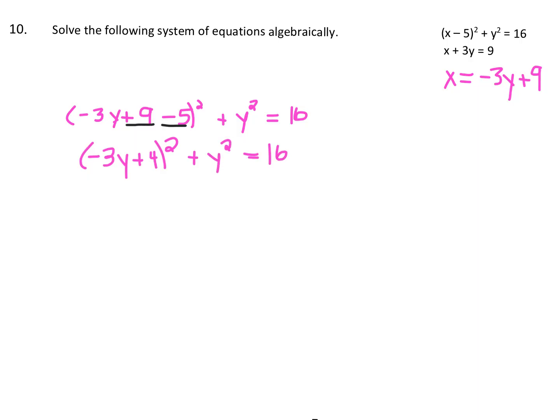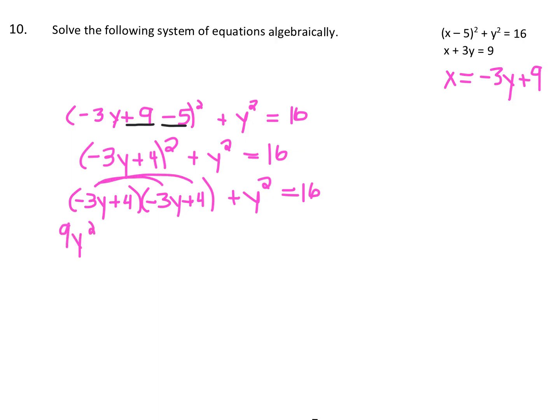And now, since I have a square, I could write out this binomial twice and double distribute. All right, so -3y times -3y is positive 9y squared. -3y times 4 is -12y. 4 times -3y is -12y, and 4 times 4 is 16. And I'll bring down the rest of the equation. And same thing we've been doing with the last couple, right? Let's subtract the 16, and then we'll combine all of our like terms.